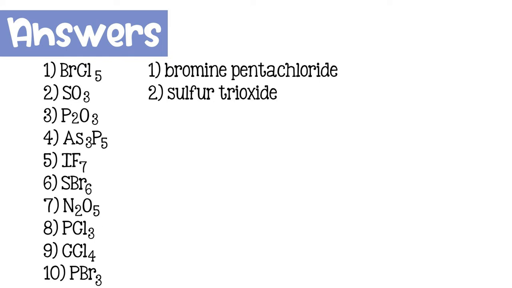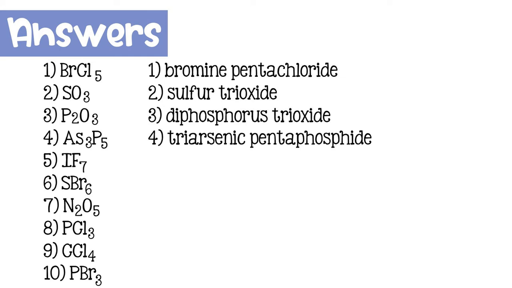For number 3, we have P2O3, so we have 2 phosphorus or diphosphorus, and then we have 3 oxygens or trioxide. Now, look at number 4, As3P5. So As is arsenic, there are 3 of them, so we use tri. P is phosphorus, which makes it a phosphide when it's bonded, and there are 5 of them, so it's penta, triarsenic pentaphosphide.